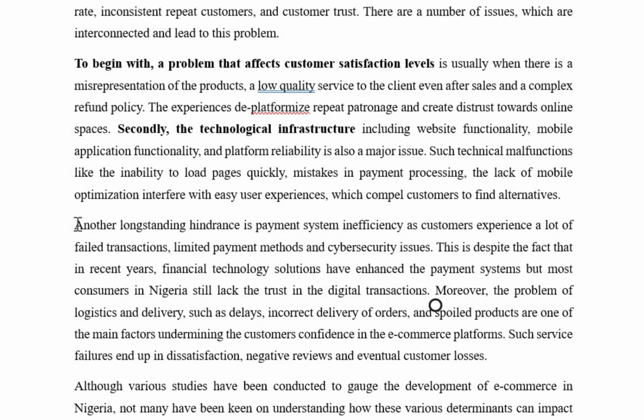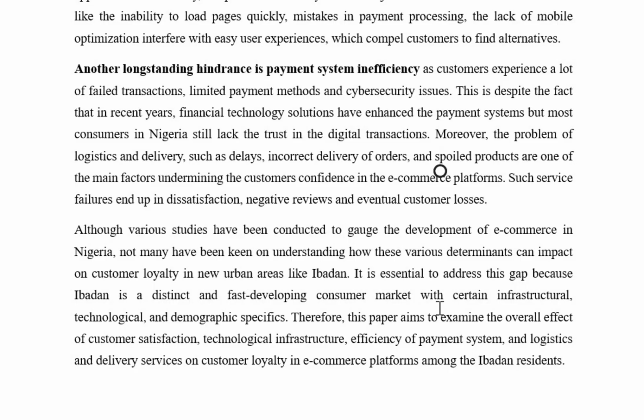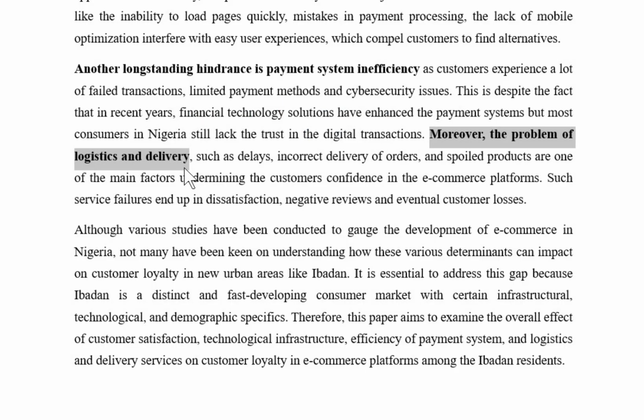Another outstanding hindrance is payment system inefficiency. I've explained all this one. Payment system inefficiency, that's another problem. Then the last problem is going to be logistics and delivery. Without even checking it, you can see that they are negating the independent variables to explain the statement of the problem. So please don't make that mistake.